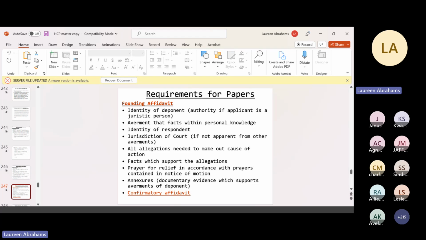Then it's no longer hearsay evidence. Then he's also before the court. His evidence is also there.